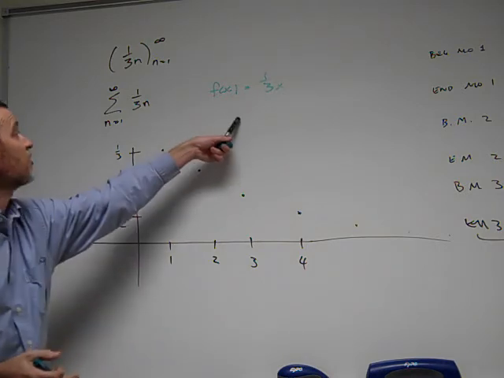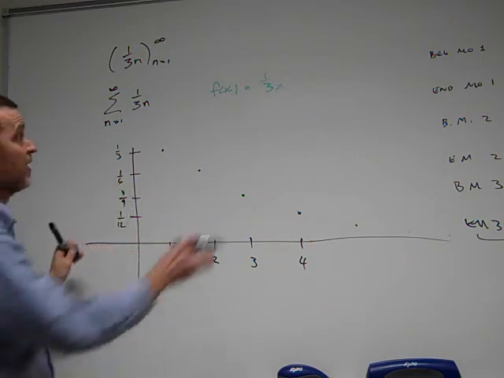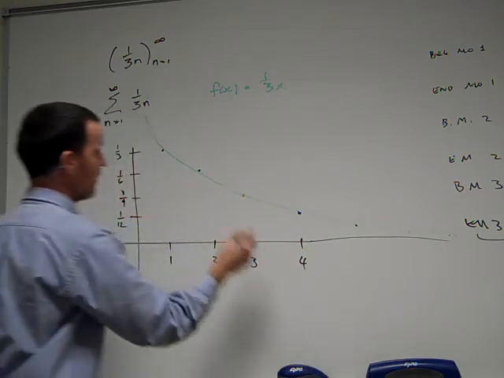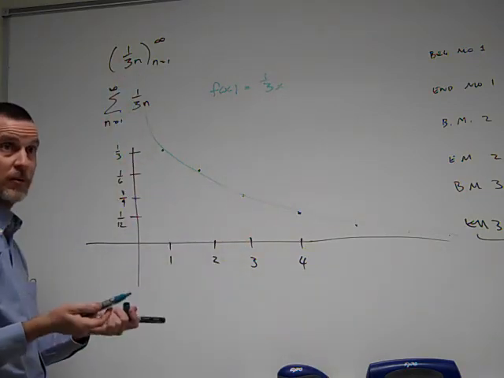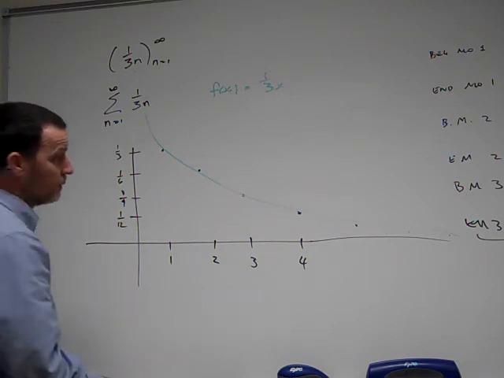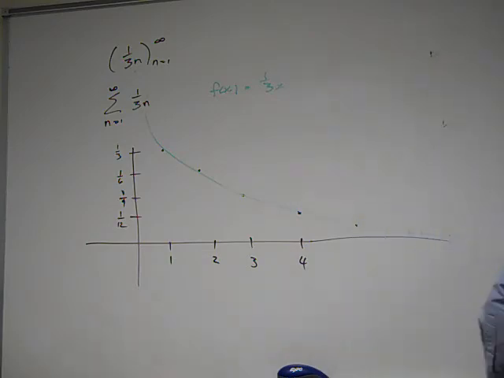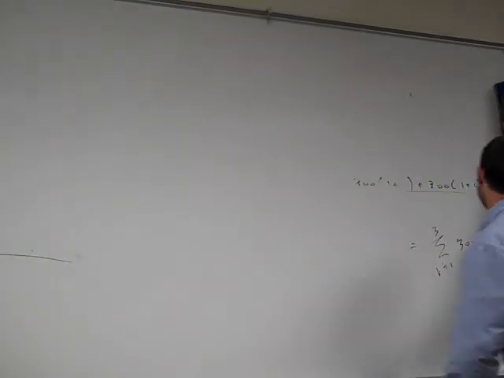What's the difference between this function and this series? Just the domain, right? The domain of this is all positive numbers, and the domain of this sequence is just the natural numbers. Well, the whole point of what's coming up, the integral test here, is the following.